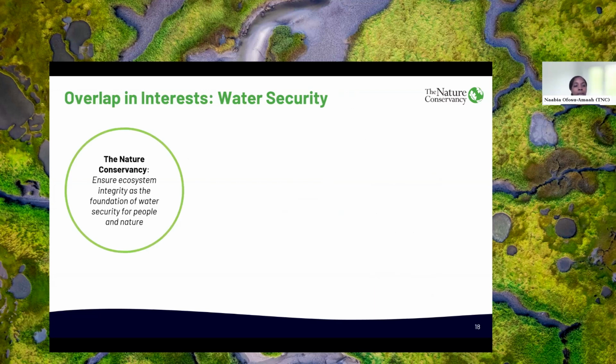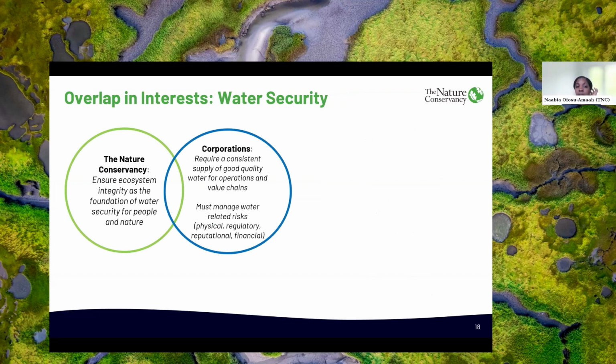So in talking about why companies might be interested, we are also talking about where that company interest intersects with watershed investment programs and the role that companies can play in the stewardship of this water. So we see the intersection in the work that TNC does and the watershed investment programs in general that are focused on looking at the integrity of freshwater ecosystems at a watershed scale. And as I mentioned, corporations are requiring a consistent supply of good quality water for their operations and value chains, and they're looking to manage their water-related risks, whether those be physical risks around the amount or the quality of the water, regulatory, reputational, or financial risks they may be facing.